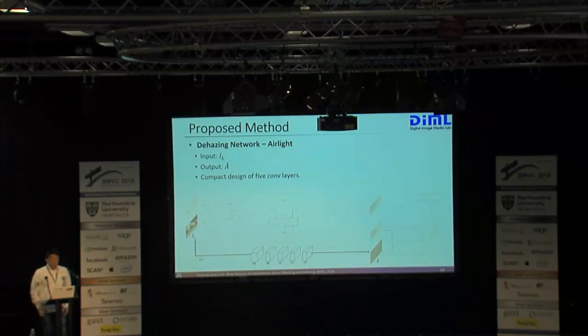The airlight network has a more compact architecture. It takes the left hazy image and estimates the airlight through five convolutional layers.